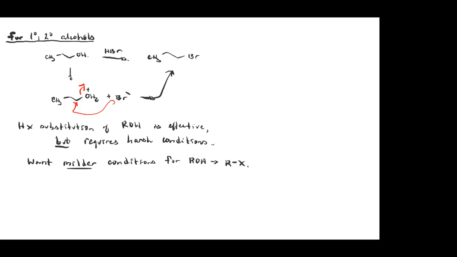So we want a milder way to take an alcohol to a halide. I'll talk about two reagents and then sulfonate esters. The first one is a reagent known as thionyl chloride, SOCl2.